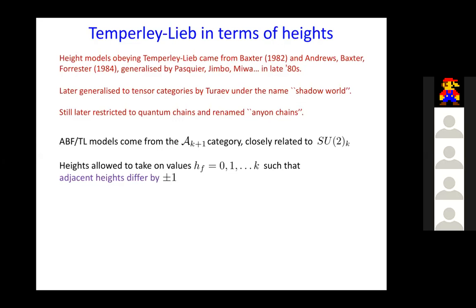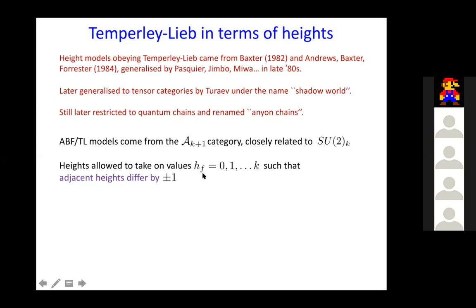And I mentioned in the beginning, this was reinvented and renamed 10 years ago. So for the experts here, the models that Andrews, Baxter and Forrester did satisfy Temperley-Lieb. It's a category that people now call the K+1 category. It's like SU(2) level K. It doesn't have a Frobenius-Schur indicator, so it's a little easier to deal with, but it's essentially the same. But the key thing is you have heights that take values. We start counting at 0 because that's associated with the identity object, and run them up to K.